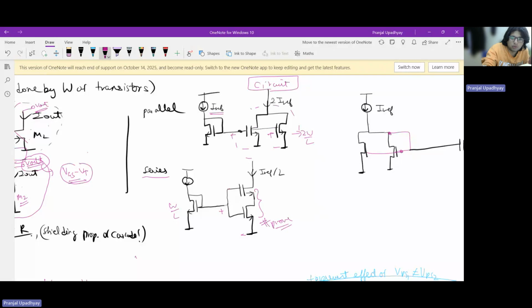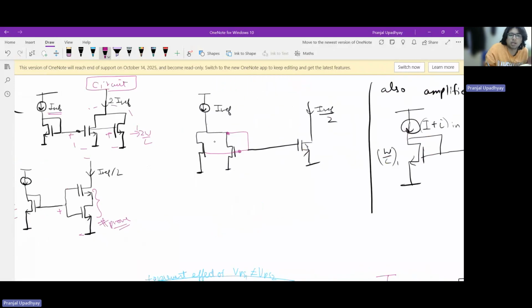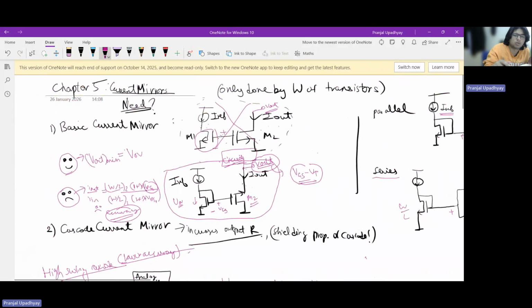Going forward, another alternative is that in your reference branch, instead of one reference transistor, you could have two reference transistors in parallel, so that each of them carries IREF by 2 current, and now you can obtain the currents in fractions. So that is another way, and I think it's not that hard to understand.